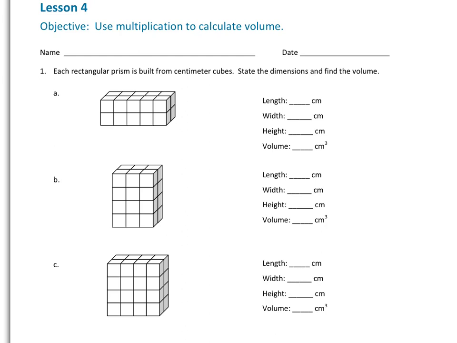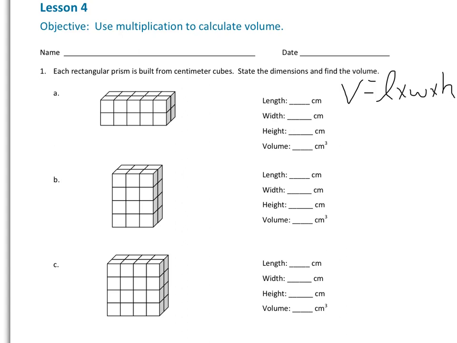Now first things first, the formula for volume is volume equals length times width times height. So we're going to find those units in A and B, and I'm going to have you try to do C on your own after you've seen two examples. So we'll go through, we'll find the length, the width, the height, and then we'll multiply those three numbers together. Let's start with 1A. If we look here, let's start with the length.